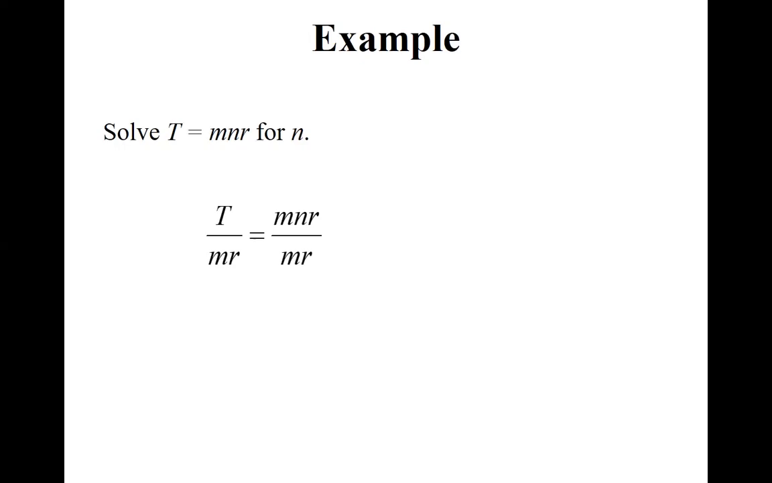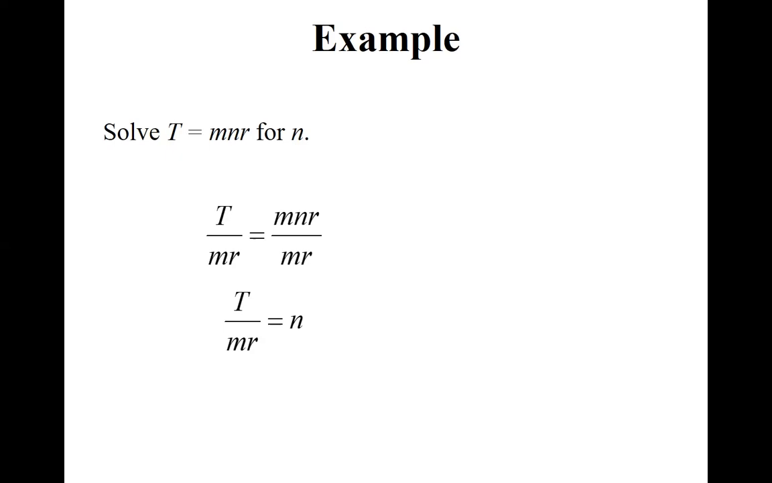On the right side, the m's will cancel, the r's will cancel, and that'll just leave us with n. And since there's nothing we can do on the left, it stays capital T over lowercase mr. And we have just solved this formula for n.